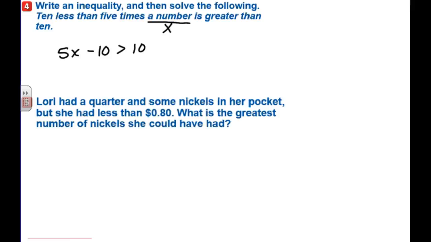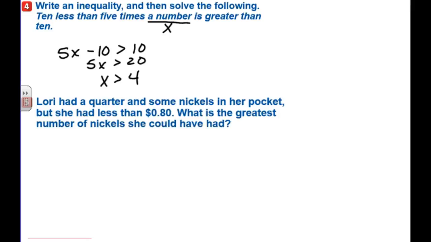And now we need to solve. And when we solve this, our first step is to do what? Add 10. And we have 5x is greater than 20. And our next step is divide by 5. You get 4. And we have x is greater than 4. Very nice. Now let's look at number 5.